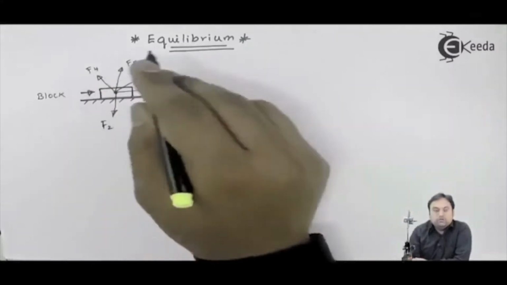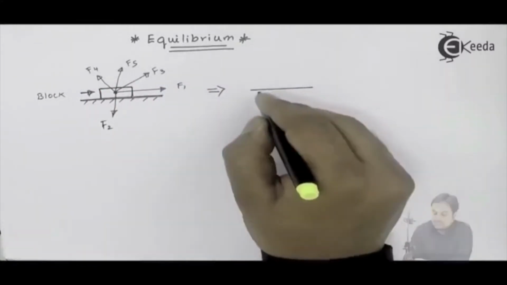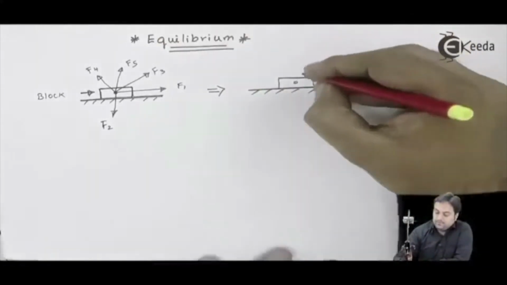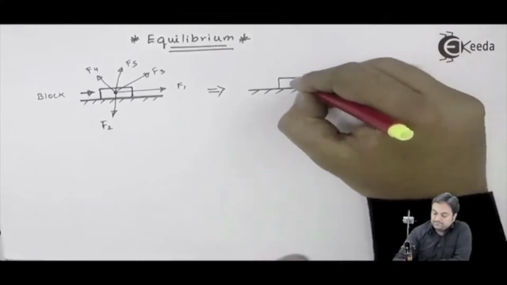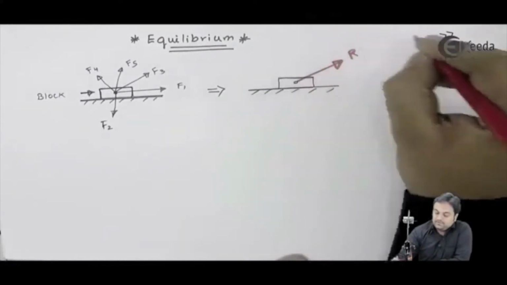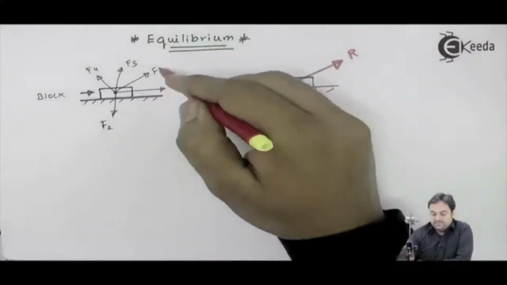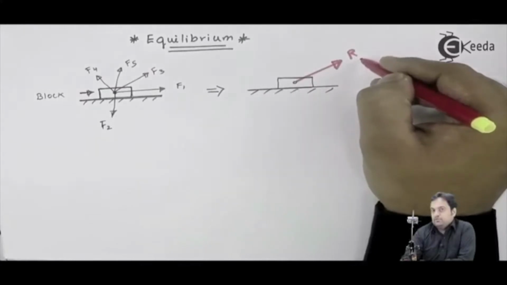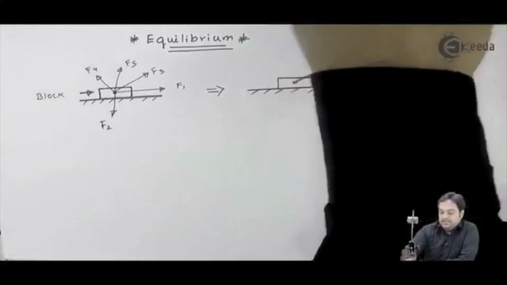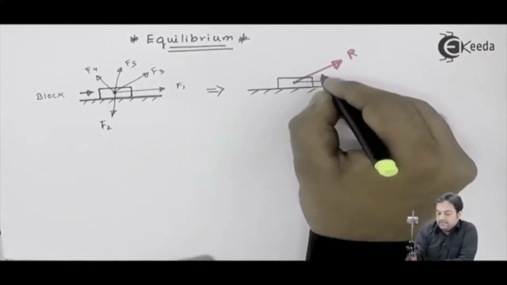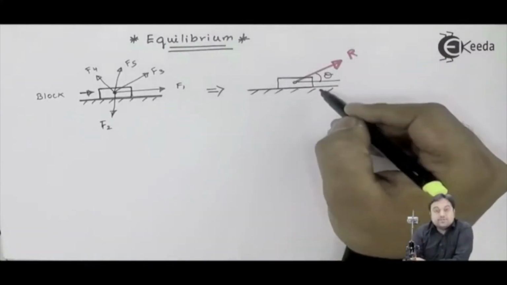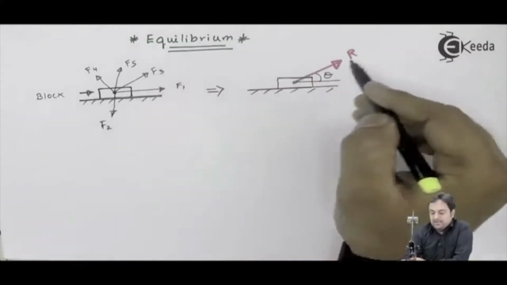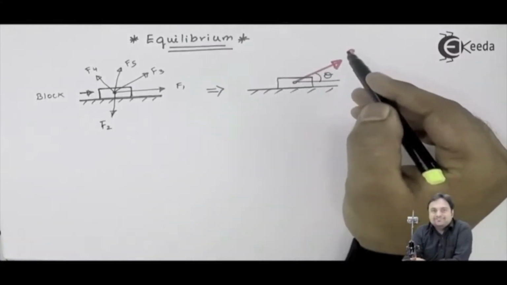I can replace all the 5 forces by one single force, and that single force we can call it as resultant. It means we have replaced all 5 forces by one single force, and that force would be called as resultant, and it will be inclined at an angle of theta. This is just an assumption that resultant is acting upward. For this system, I am assuming that the resultant is acting upwards.